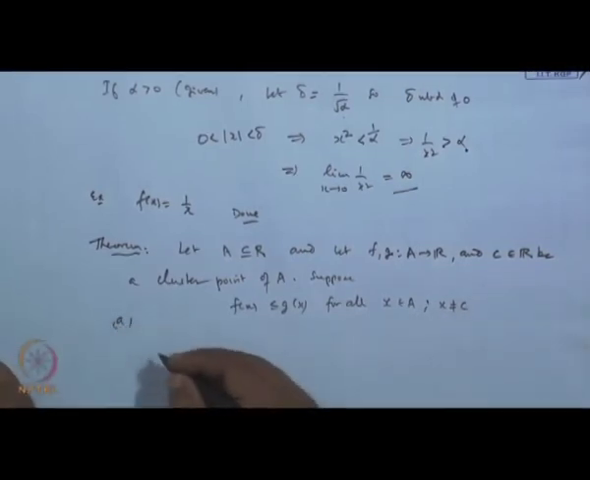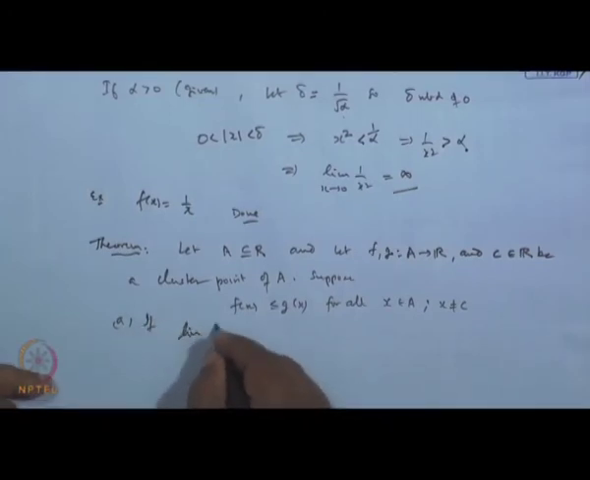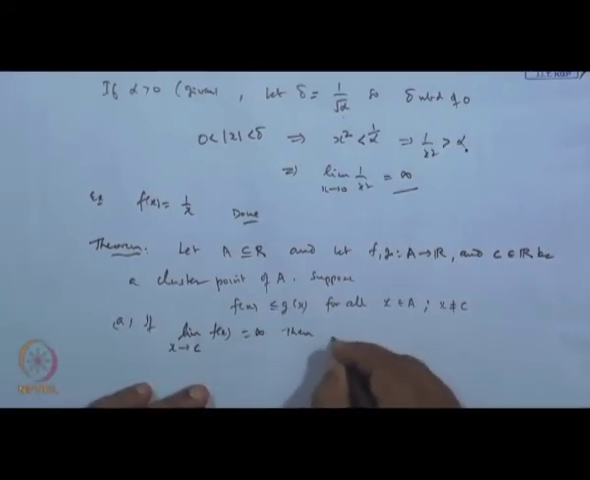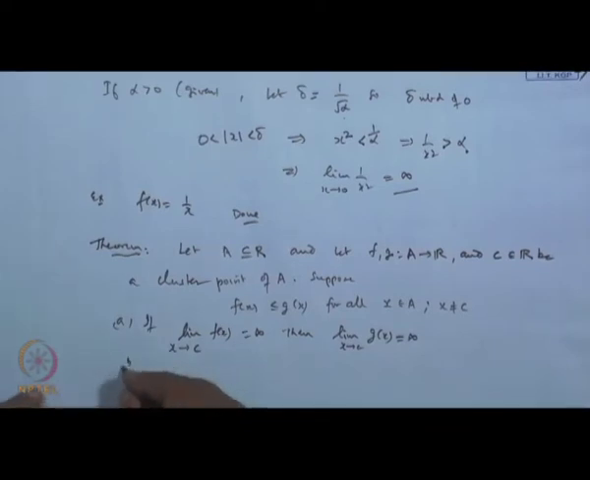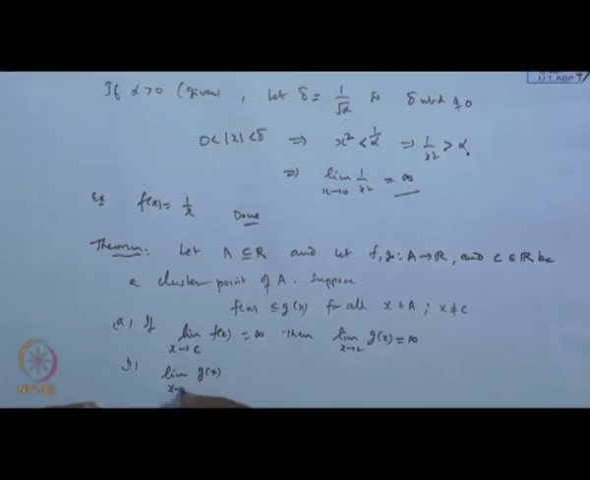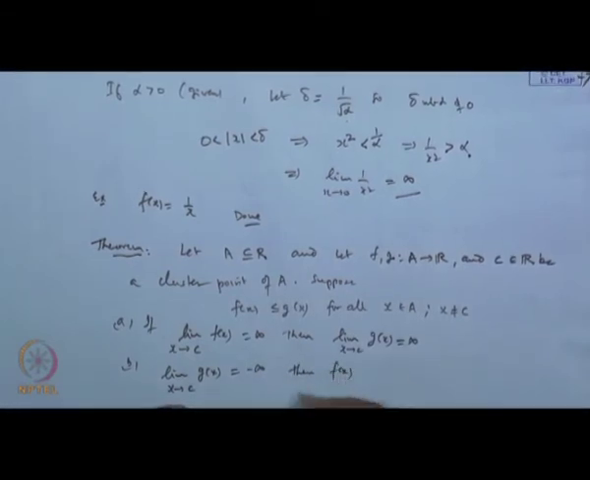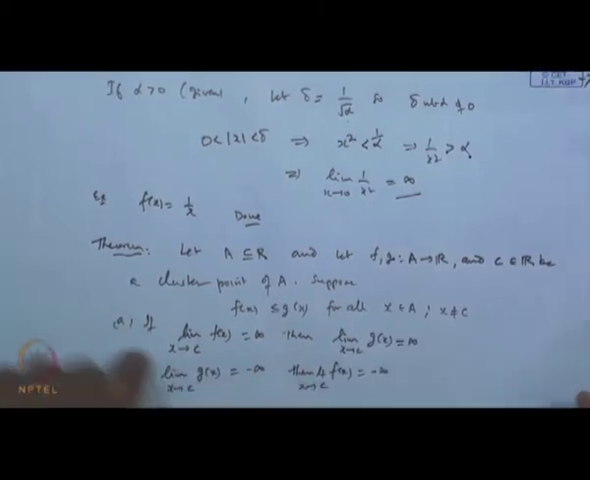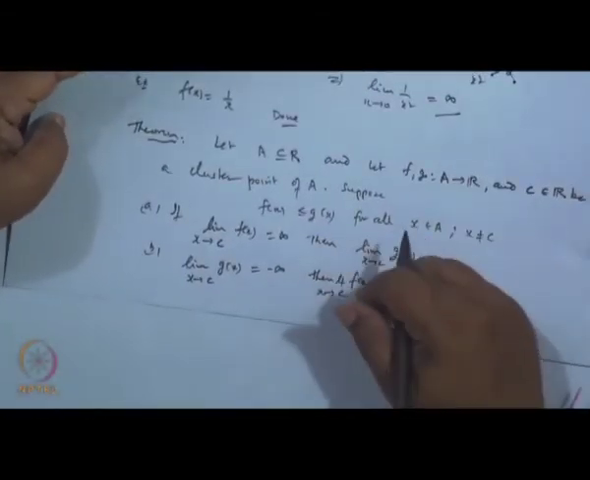Then, if the limit of f(x) when x tends to c is infinity, then the limit of g(x) when x tends to c will also be infinity. And part b is, if the limit of g(x) when x tends to c is minus infinity, then the limit of f(x) when x tends to c will also be minus infinity. Of course, this is obvious, so we are just skipping the proof for it.